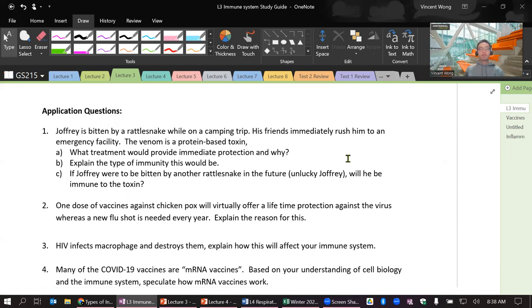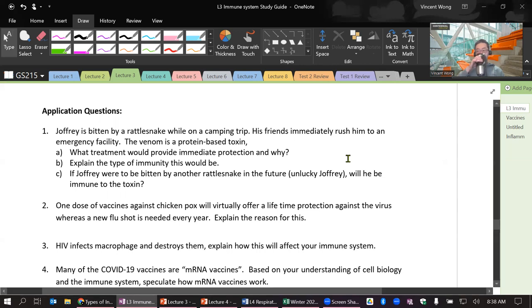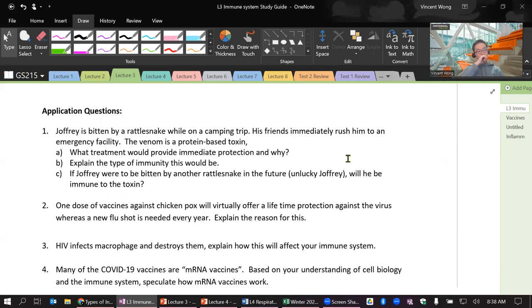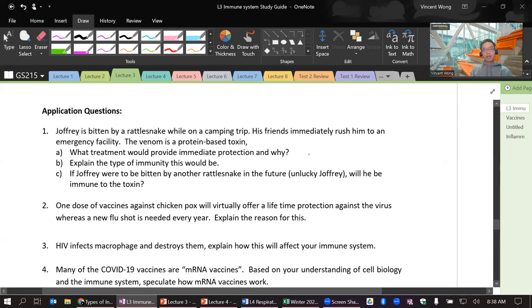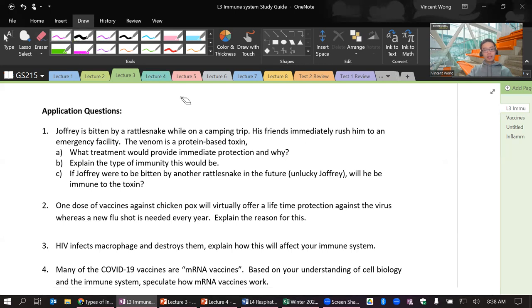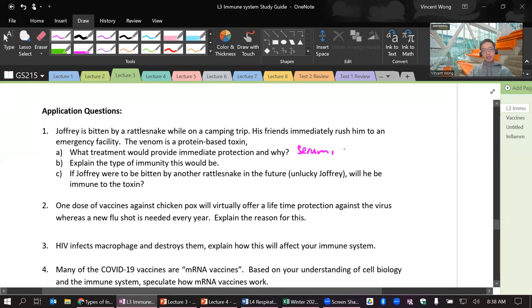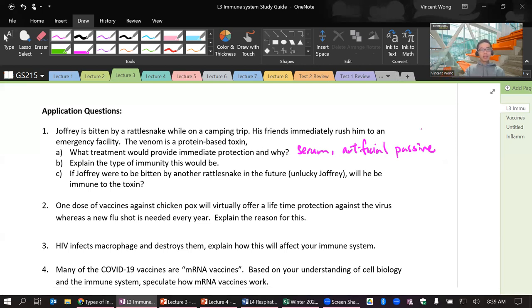This has to do with the whole active-passive immunity that we talked about. What kind of treatment should we give poor Joffrey? Serum. That's right, Leah. That's very good. And Zia said in the chat that serum is an example of artificial passive. That's correct, right? So serum is the answer, and it is artificial because you're gonna have to receive an injection. And it's passive because the antibodies in the serum were not created by you. Someone else made that.